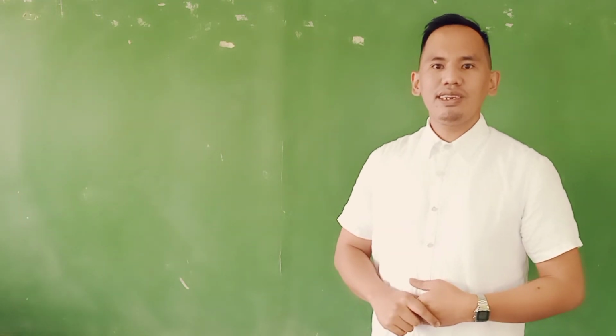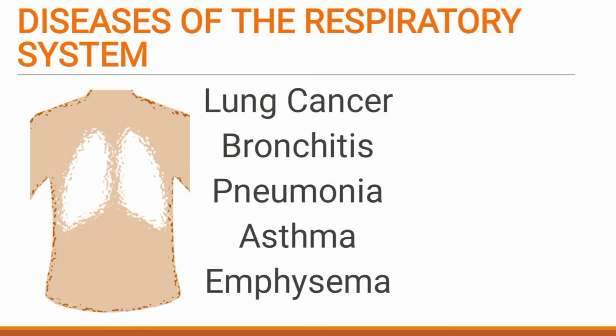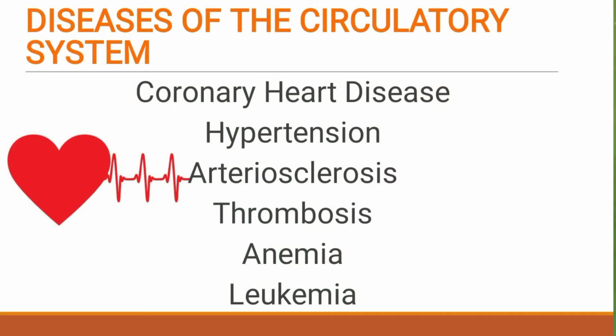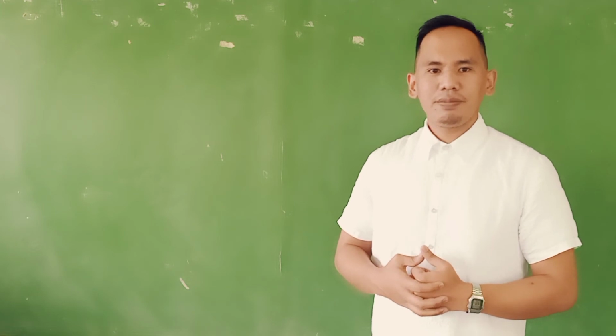There are many diseases that can affect our respiratory system. These include lung cancer, bronchitis, pneumonia, asthma, and emphysema. Meanwhile, diseases that may affect the circulatory system include coronary heart disease, hypertension, arteriosclerosis, thrombosis, anemia, and leukemia or blood cancer. Do you know any other diseases of the respiratory system? How about the circulatory system?